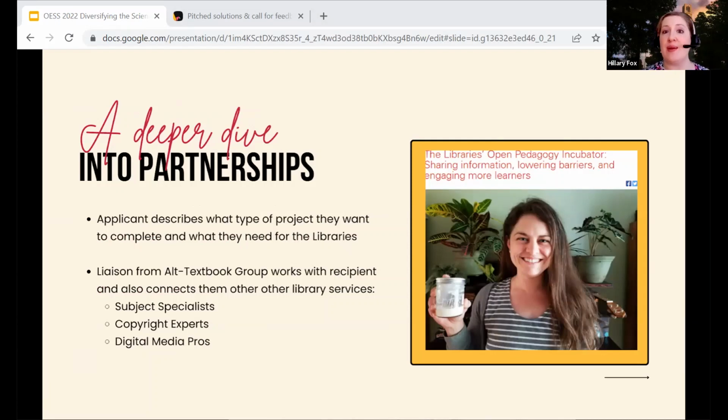So let's say within the libraries, for example, if someone is trying to adapt or adopt a textbook and they need to find materials, they might work with a subject specialist like myself, Tisha, or Danica to help them find resources. Or if someone is wanting to make videos for their course, they can work with the library's digital media specialist. Or if they have copyright questions, we have a copyright expert. Or maybe they have questions about accessibility, we can refer them to our student accessibility office.